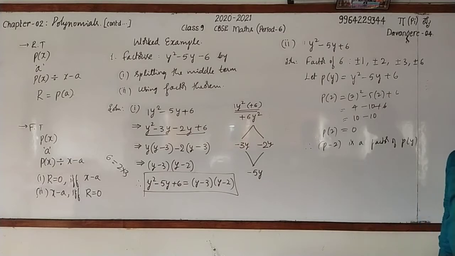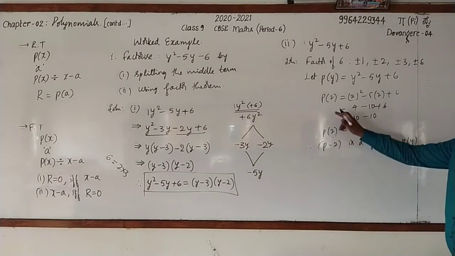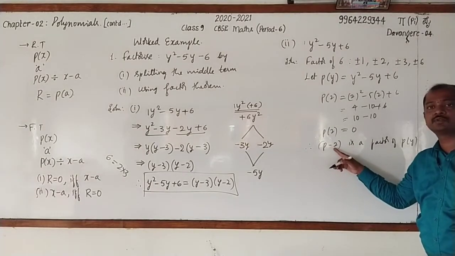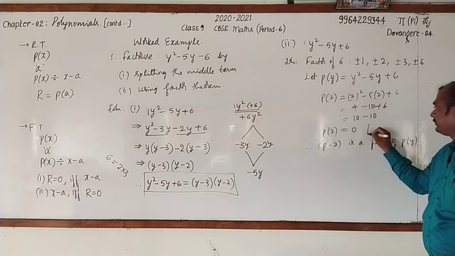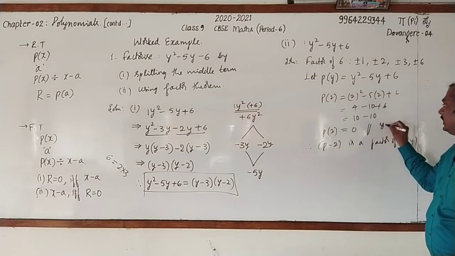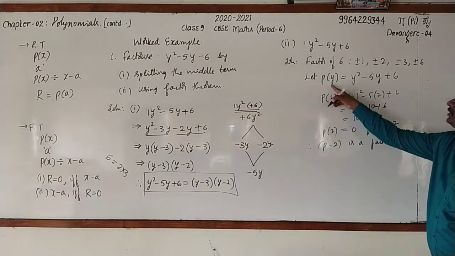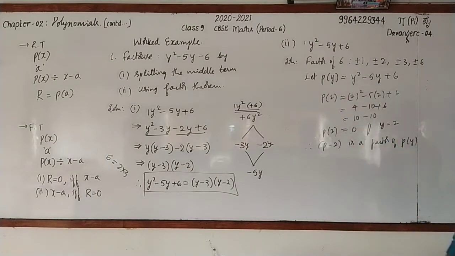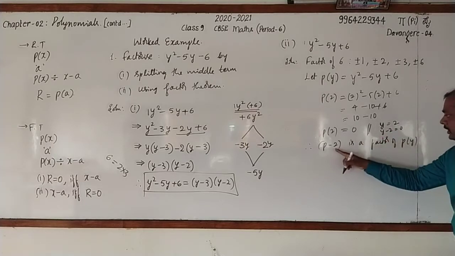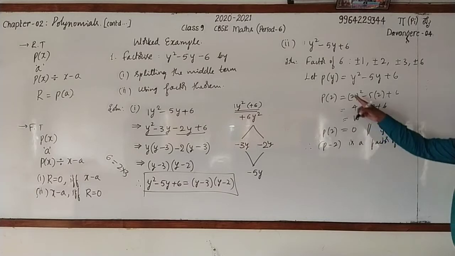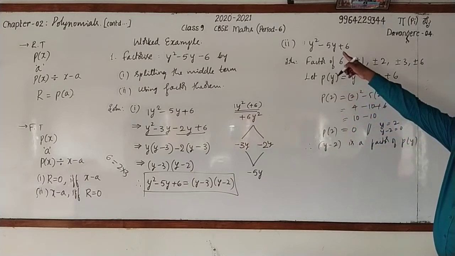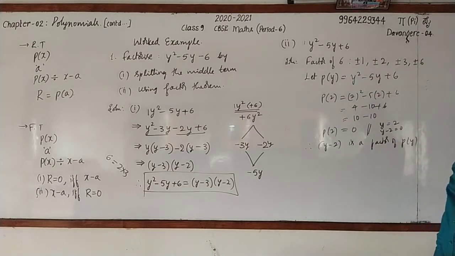Did you understand? Now you may be thinking how we have written y minus 2 here. See that when y equal to 2, the value of the polynomial becomes 0. Then take 2 to the left hand side. It becomes y minus 2 equal to 0. So y minus 2 is one of the factors of y square minus 5y plus 6.